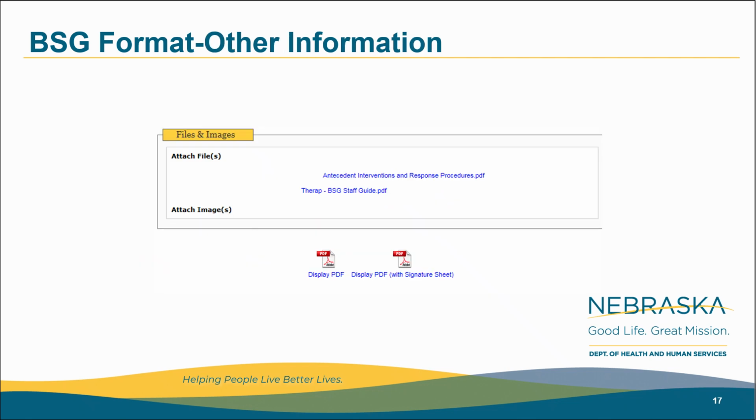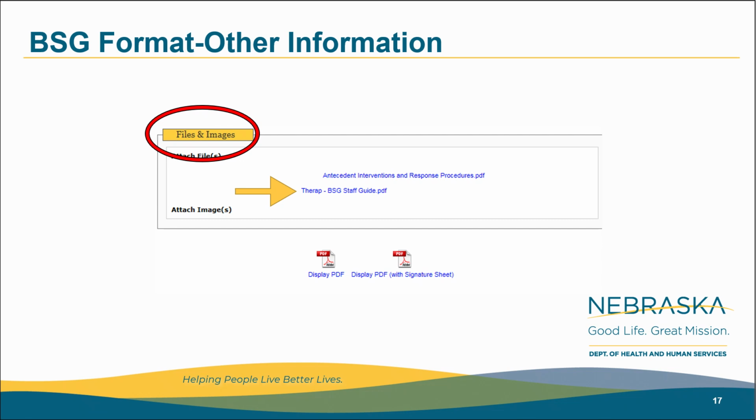At the bottom of the BSG program, you will see the Files and Images section. This section contains other documents that are associated with the BSG. In our example, there is a document specific to the individual for behaviors that are not tracked as part of the BSG. Finally, a step-by-step guide with information similar to that contained in this presentation is available on all BSGs.